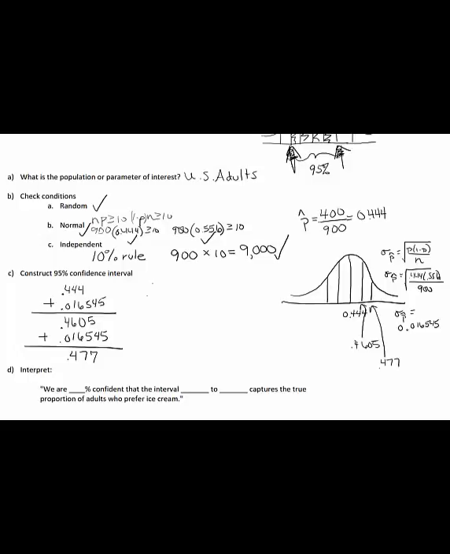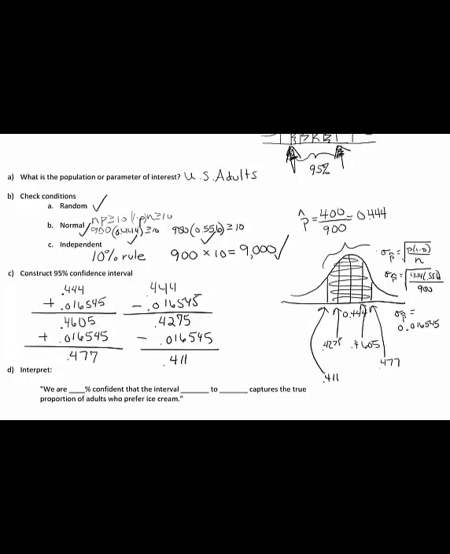To go lower, we need to subtract. So that gives you this one. Now to find this one, we want to go another standard deviation below. So basically, your confidence interval in interval notation is spanning from 0.411 to 0.477.